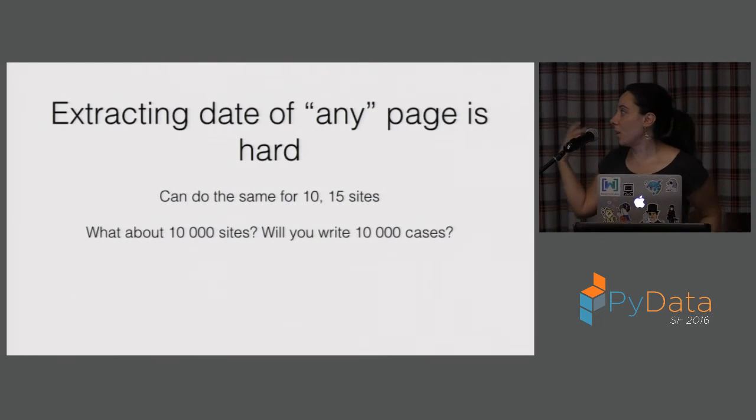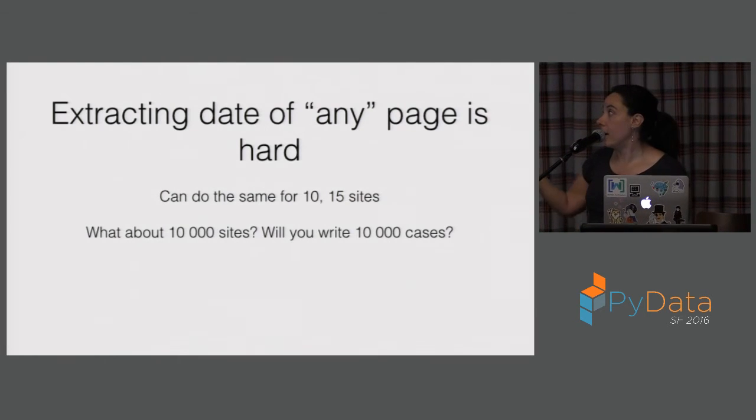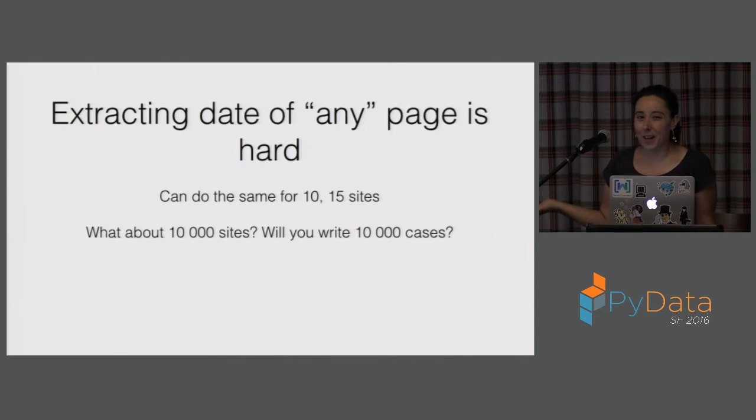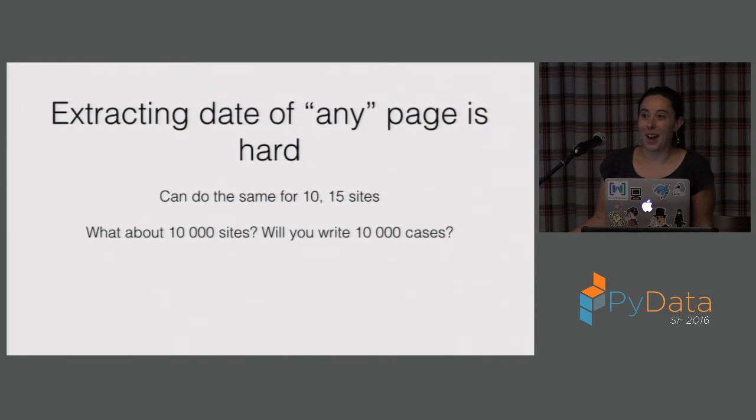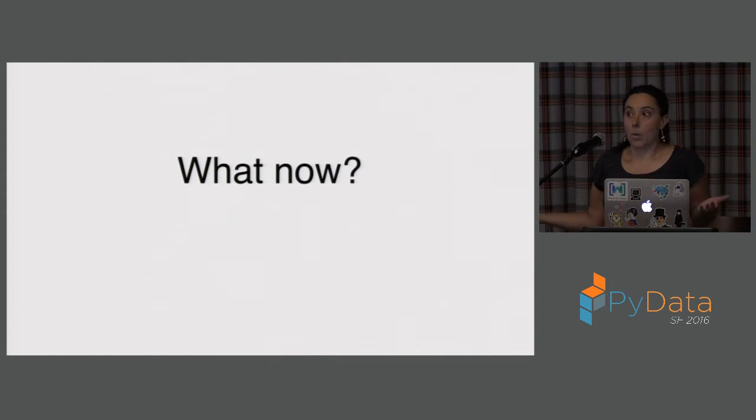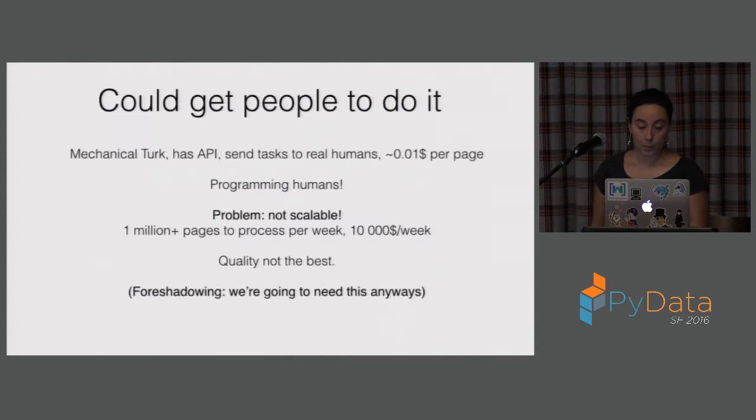So you can keep on going with the same sort of method for 10, 15 sites, but what if we have 10,000 sites? Are we going to write a program that has 10,000 cases? That's kind of ridiculous, right? Well, what do we do now?